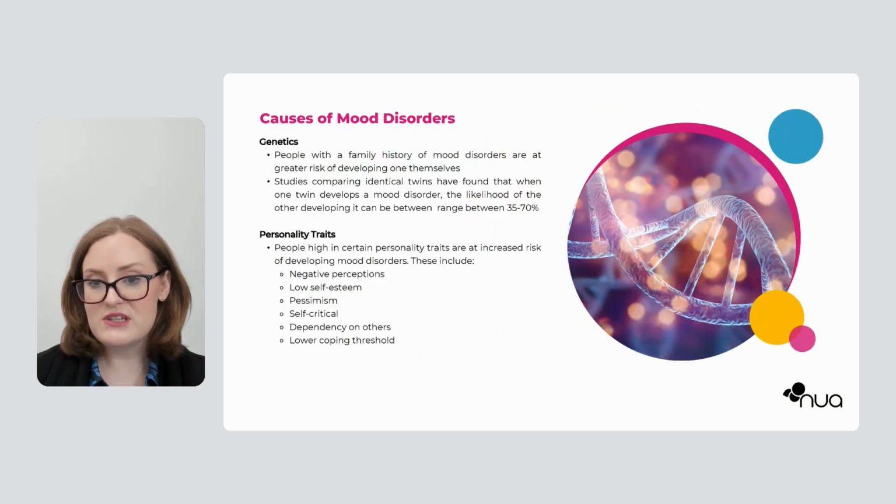So let's look at some of these causes in more detail. So genetics. People with a family history of mood disorders are at greater risk of developing one themselves. Studies comparing identical twins have found that when one twin develops a mood disorder, the likelihood of the other developing it can be between 35 to 70%. So we can see that there's a high genetic association with mood disorders.